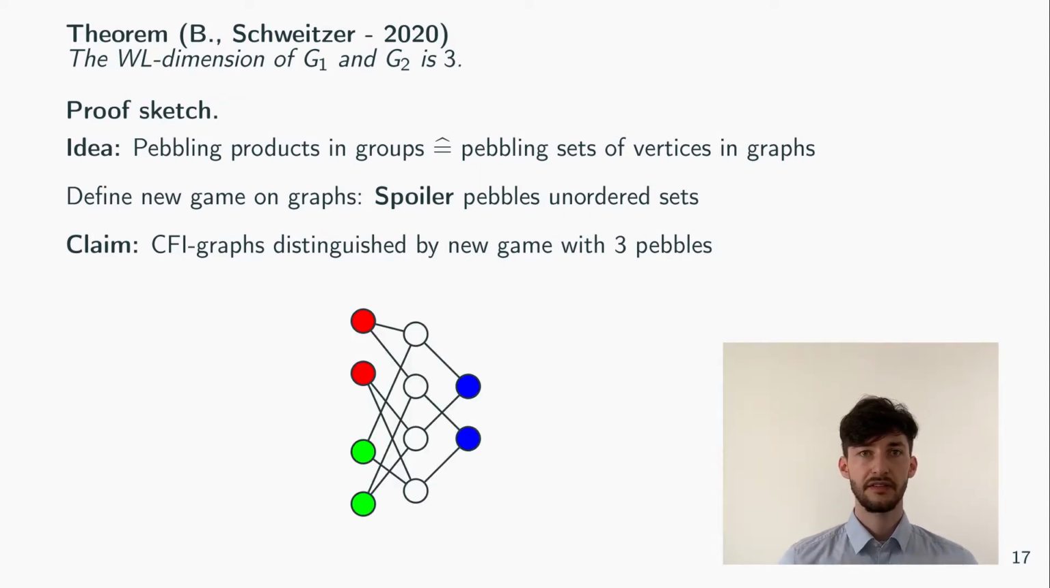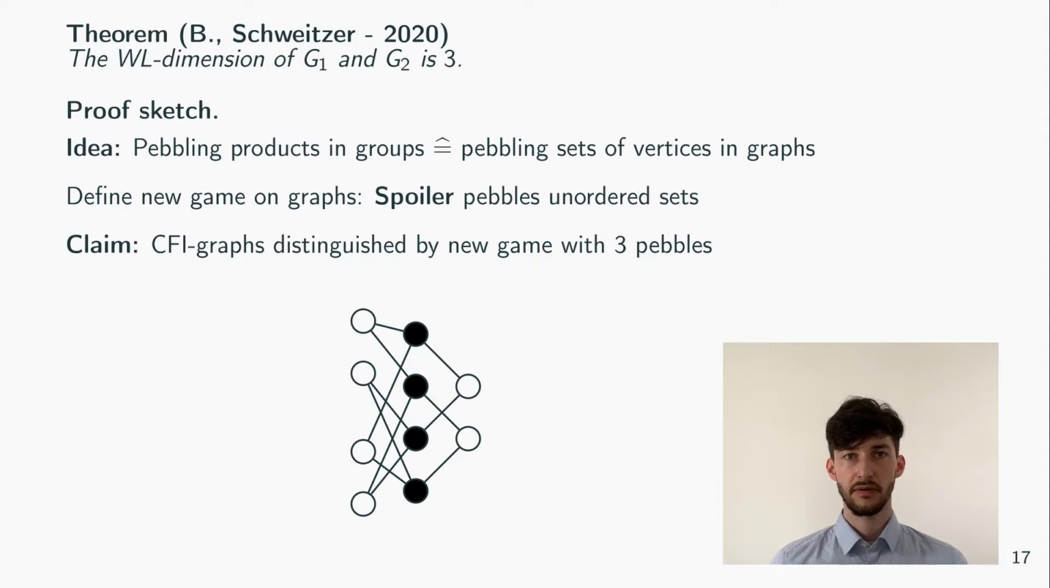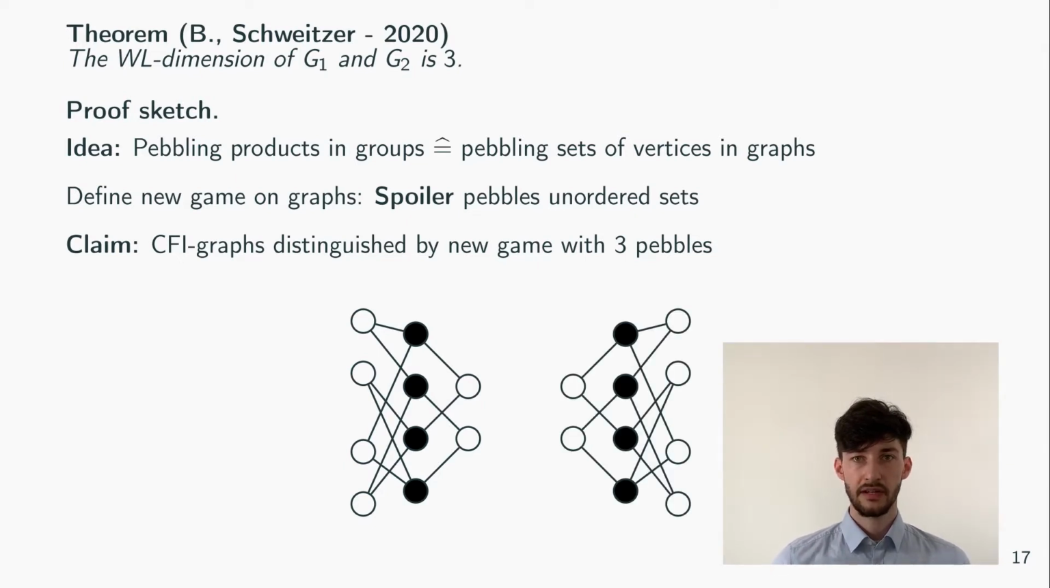So first of all, here's the CFI gadget again. And actually, we use a version without colors in our construction, so this is maybe important to some. But we can still distinguish outer and inner vertices due to their combinatorial properties. And then we will look at the second such gadget, and there will be a pair of either parallel or twisted edges in between here. And let's say this is exactly the position where the twist occurs. So spoiler now will choose a set of vertices to pebble with 1 pebble. This is allowed now. And the set looks as follows.